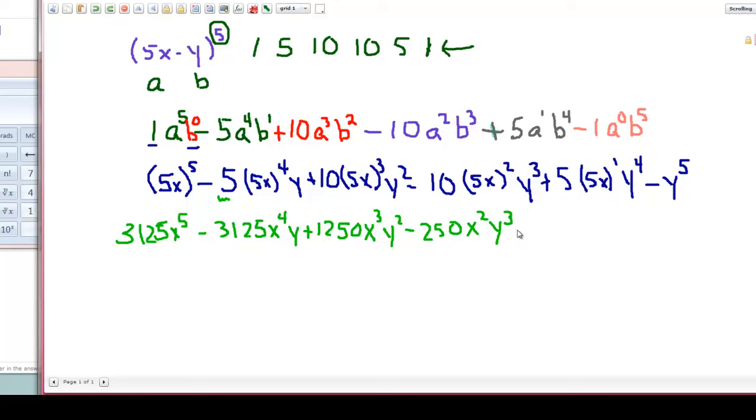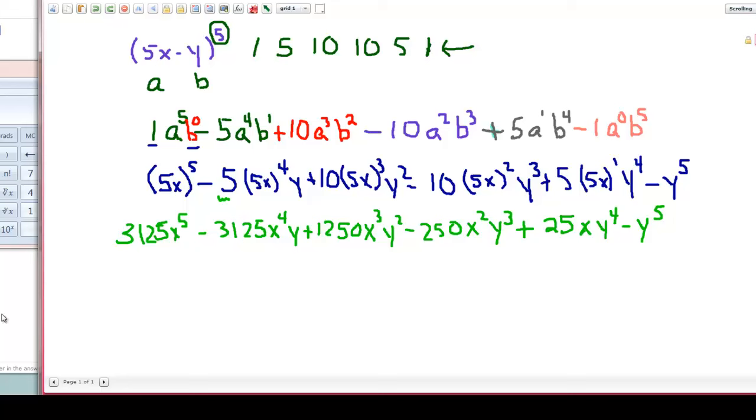And now next, this time is just an exponent of 1. So that's just 5 to the 1st power. So it's just 5 times 5, which is 25. X to the 1st, y to the 4th. And then just simply minus y to the 5th.